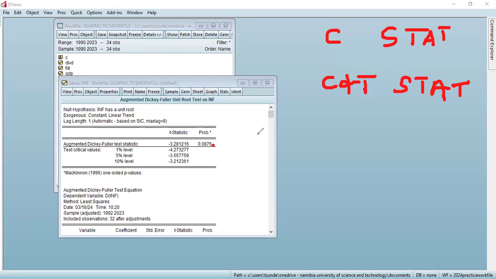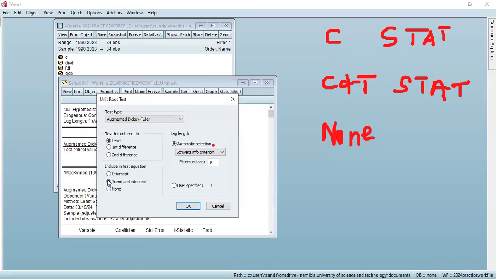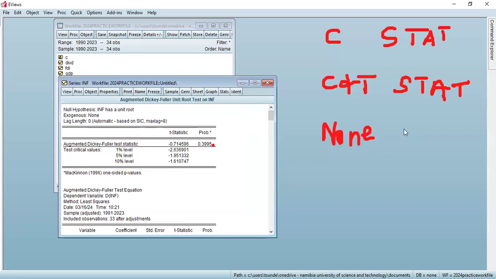What about none? Let's see what answer we get. You go to view once again, unit root, and none. Then click OK. What is this telling us? Non-stationary. The variable is non-stationary, sir. Right. It's none. We are saying the variable is non-stationary.